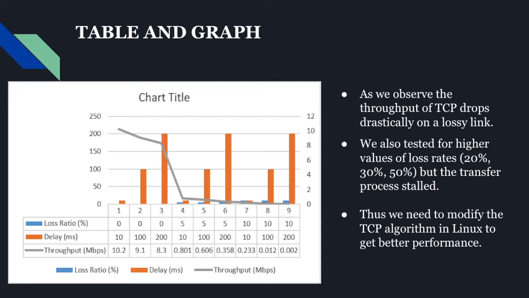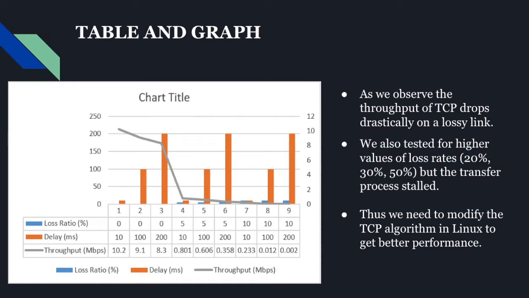To test the file transfer protocol over TCP/IP, we are running the SCP command on the Ubuntu operating system without any modification for variable delays and link loss. The delay varies from 10 milliseconds to 200 milliseconds in both directions, and the link loss goes from 0% to 10%. As we can see from the graph, the throughput is decreasing drastically on a lossy link.